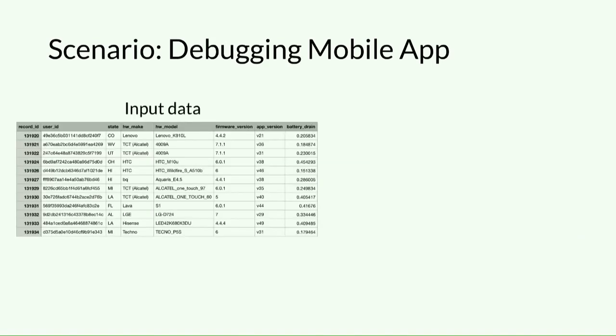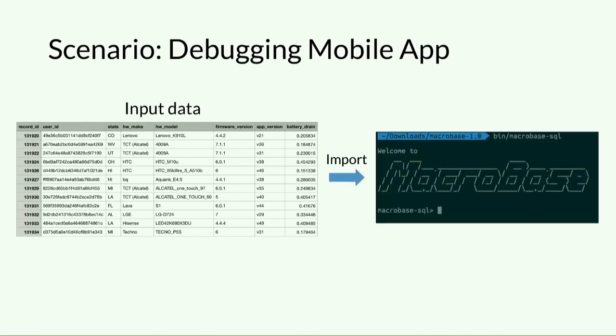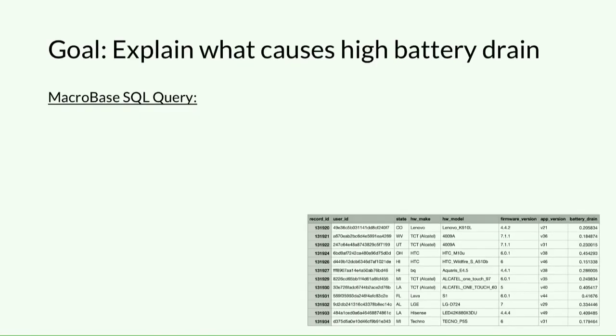So let's say I've got input data that looks like this. I've stored some records with user IDs, and I'm logging some basic information. I'm logging the state the user lives in, the hardware make, the hardware model, the firmware version of the device that the application's running on, the version of my app, and of course my battery drain. So I'm going to import this into MacroBase, and I'm going to query to see what might be causing it.